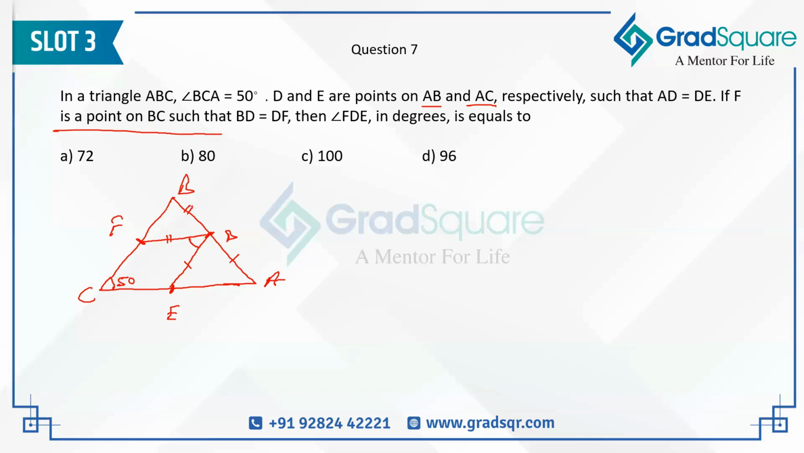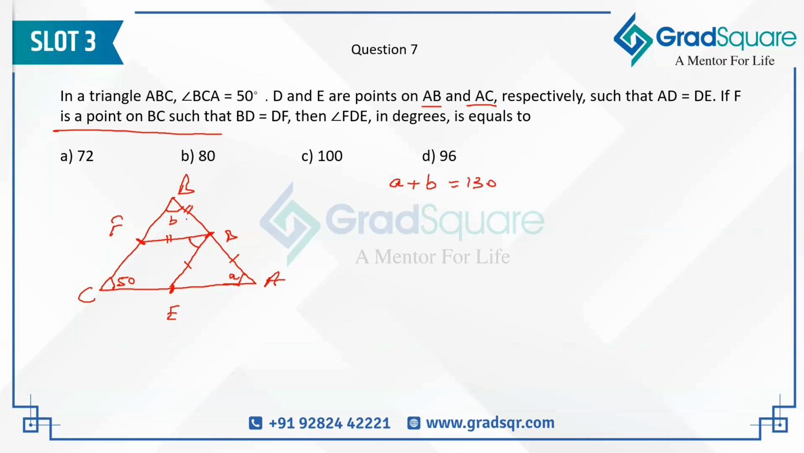Now let me call this angle B, and let me call this angle A over here. One thing that I very clearly understand from the sum of interior angles of a triangle, which is 180, is that A plus B should turn out to be equal to 180 minus 50, which is 130. So A plus B will be equal to 130.